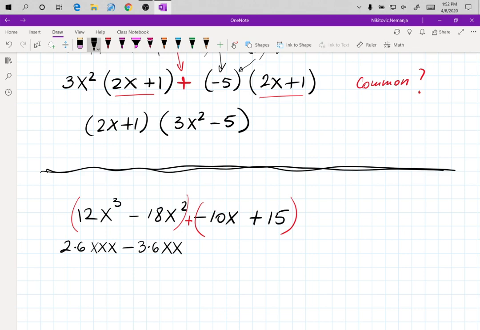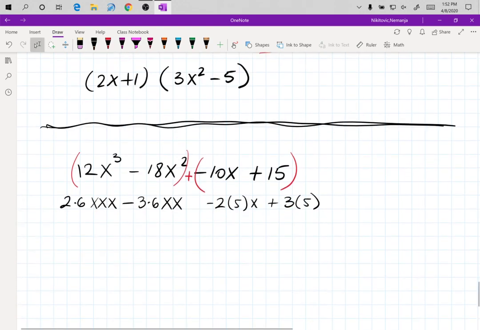Over here, we're going to have a 10. So that's going to be negative 2 times 5 with a single x plus 3 times 5. All right, let's look for common. 6, 6, and 2 of the x's are common. So 6x squared is common. We kick that out.